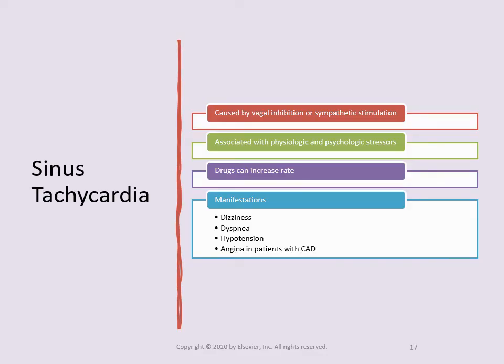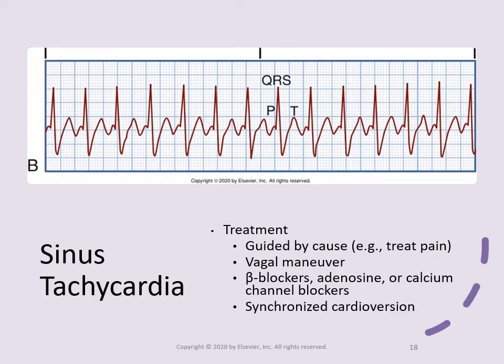Let's talk about sinus tachycardia. Sinus tachycardia is a PQRST complex greater than a rate of 100. Sinus tachycardia can be an expected physiologic compensatory mechanism to things like fever, stress, dehydration, fear, and so on. Drugs can also increase our heart rate. Some of the manifestations in symptomatic sinus tachycardia are dizziness, dyspnea, hypotension, and angina in patients with coronary artery disease.